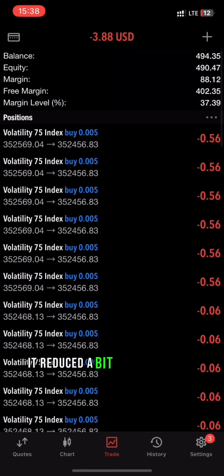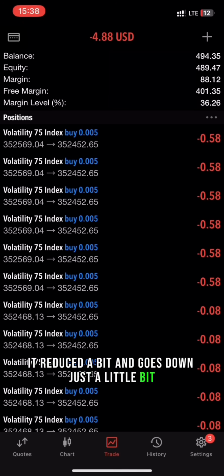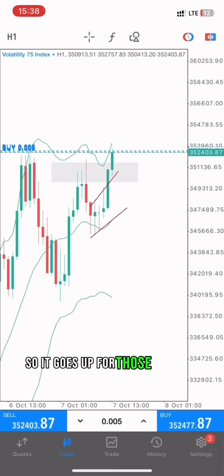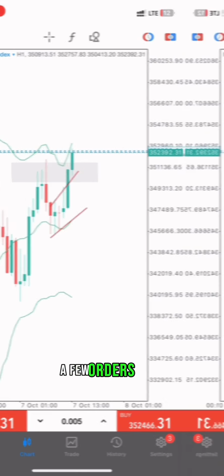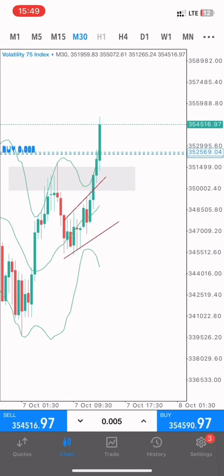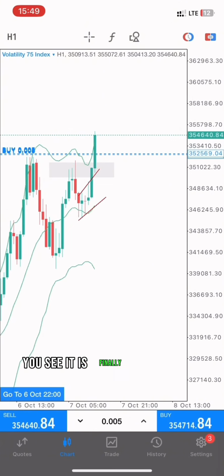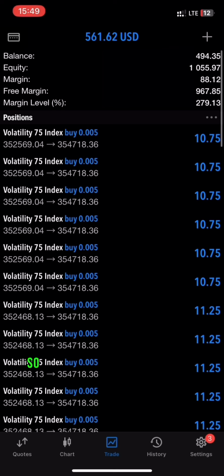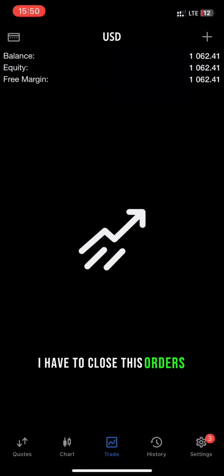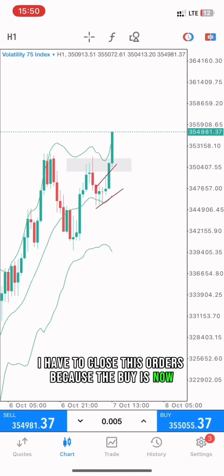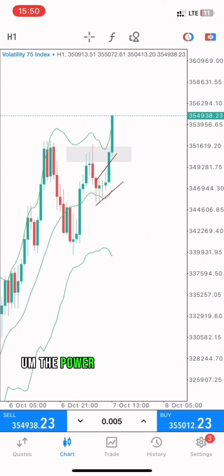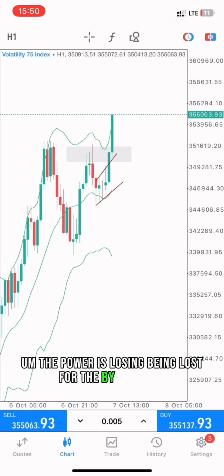It retests a bit and goes down just a little bit, but there is full bullish power, so it goes up. For those who are too careful, you can just put a few orders there, but as for me, I like to go hard. So after some more minutes, you see it has finally touched the Bollinger Band. So which means for now, I have to close these orders because the buy is now being deactivated. The power is being lost for the buy positions.